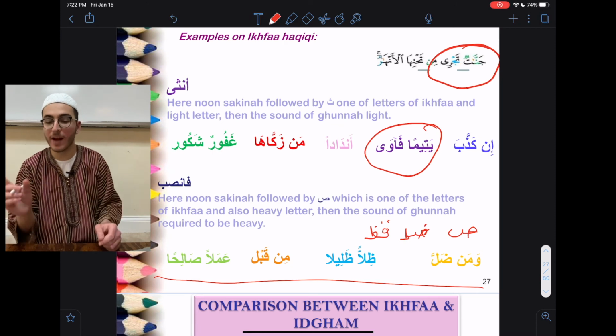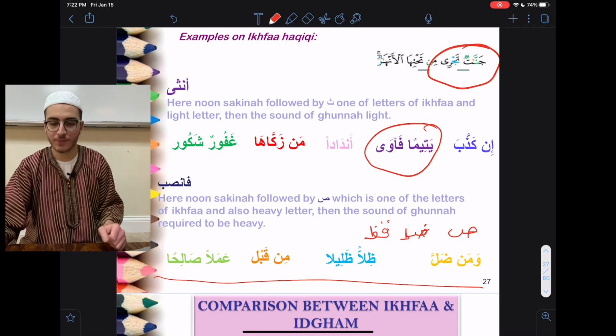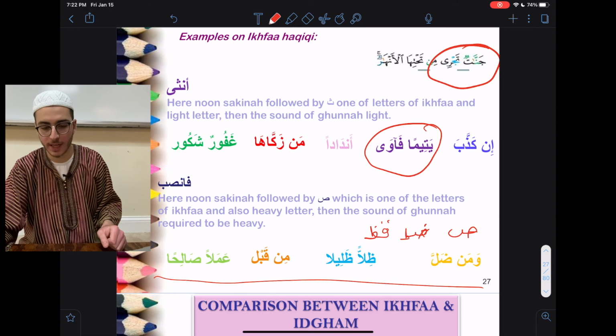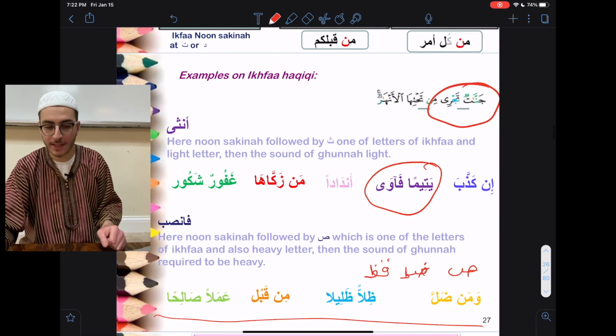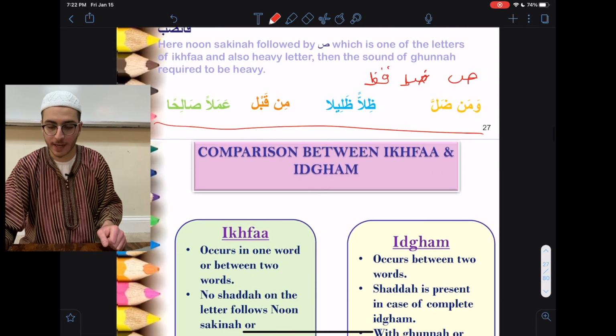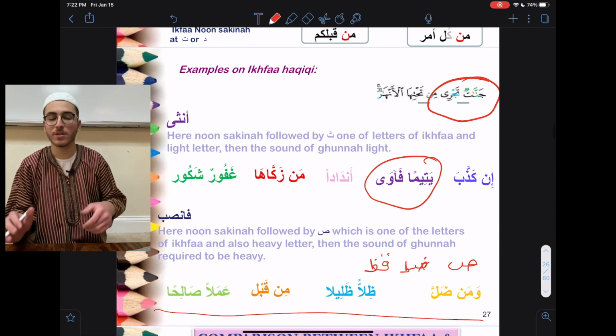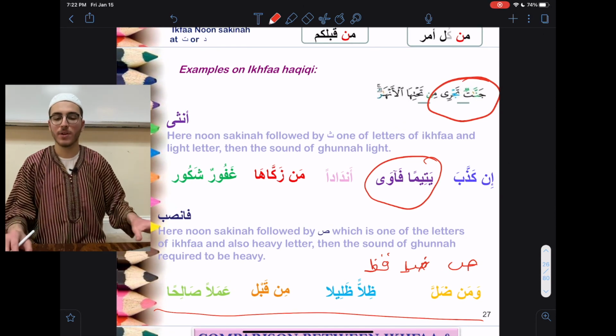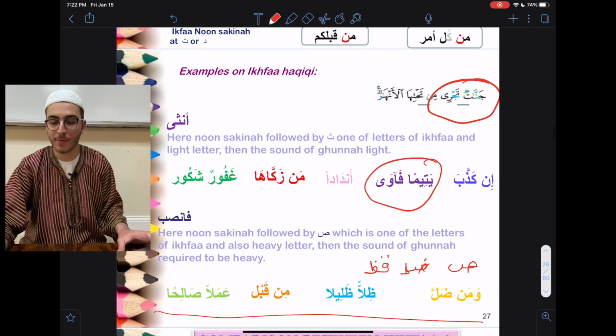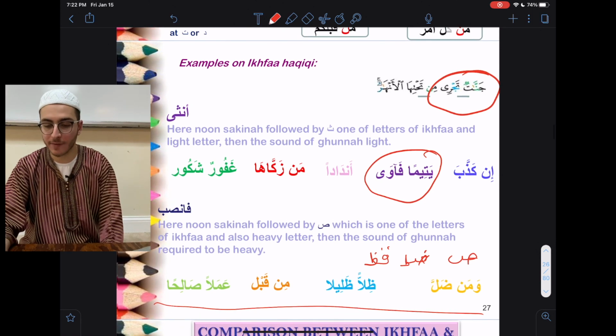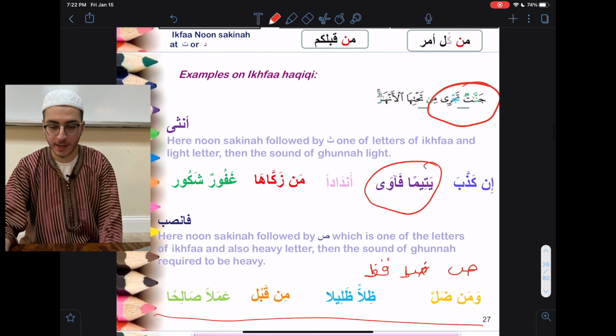So for every example, I'm just moving to the letter that comes after the nun sakina or tanween. So that's a summarized version of the rules of nun sakina and tanween. I tried to not go too in depth, but to provide enough examples where you can understand it. So inshallah that was helpful.